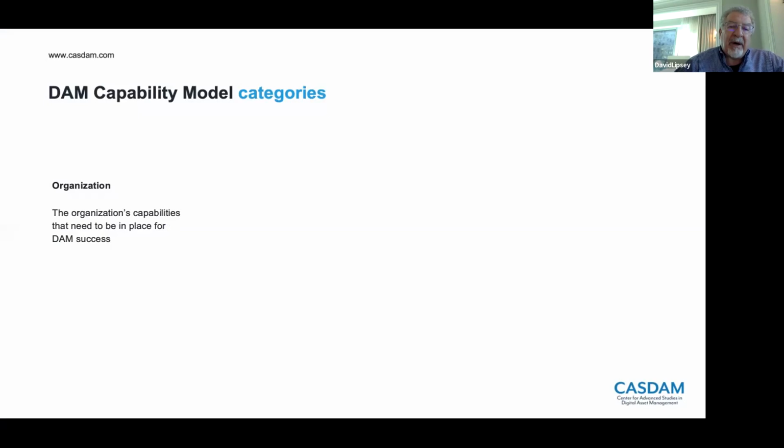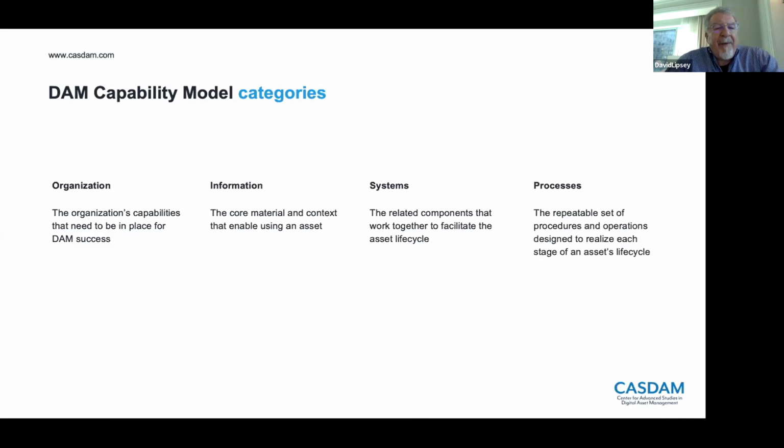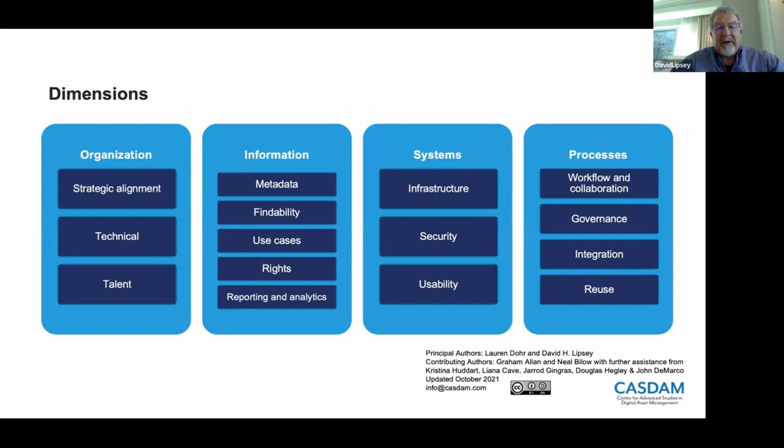So a capability model, any capability model, and this was invented through pedagogical work at Carnegie Mellon that's luckily openly shared for all of us, has 4 categories. A capability model explains what our organization needs to have to be ready for DAM success, how information is a dimension of this, metadata, we're going to talk about that, systems, and then of course repeatable processes that we look at in all stages of an asset's life cycle. So here are these 4 dimensions.